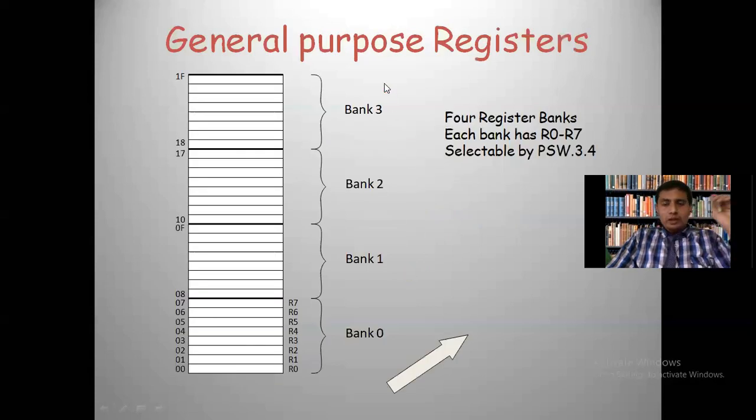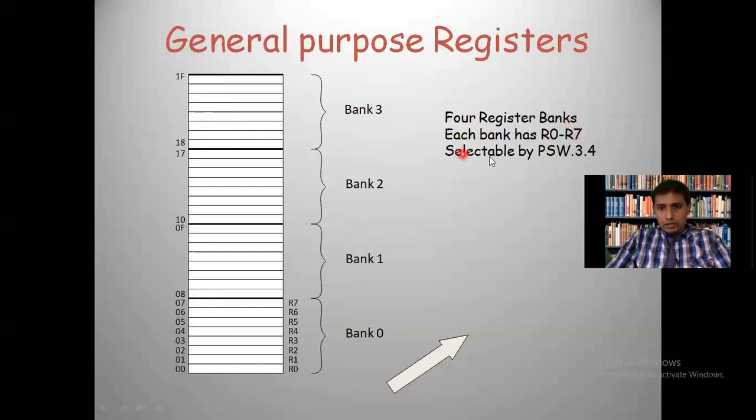Now let us see general purpose registers. I already mentioned the internal RAM is divided into 3 portions of memory. One is called the general purpose registers. So what is the size of general purpose registers? In the previous video I mentioned 32 bytes, 00 to 1F. 00 to 1F is the general purpose registers area of internal RAM. Those 32 bytes are divided in the form of 4 banks: bank 0, bank 1, bank 2 and bank 3. Let us see here the 4 register banks.